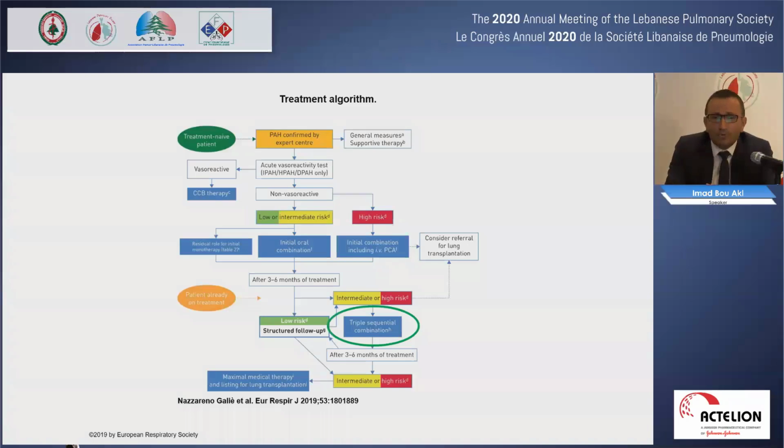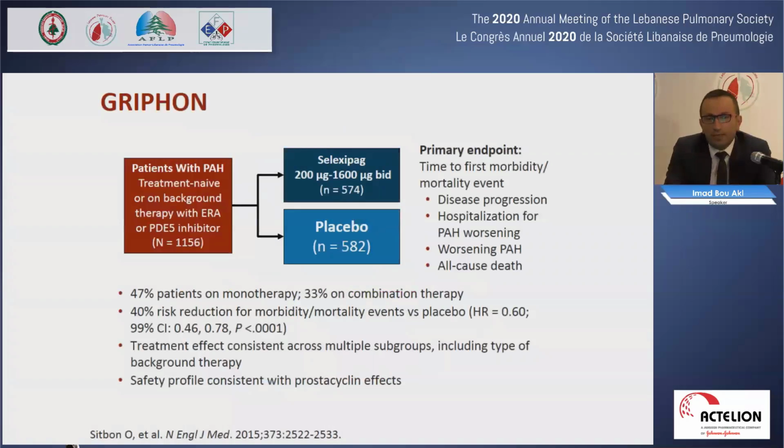And so we're now going to talk about the triple sequential, so how to escalate therapy. Obviously, a delay has severe consequences. So for the triple therapy, we have to talk about the third drug, which is selexipag, the oral prostacyclin agonist. I have to talk about the GRIPHON study.